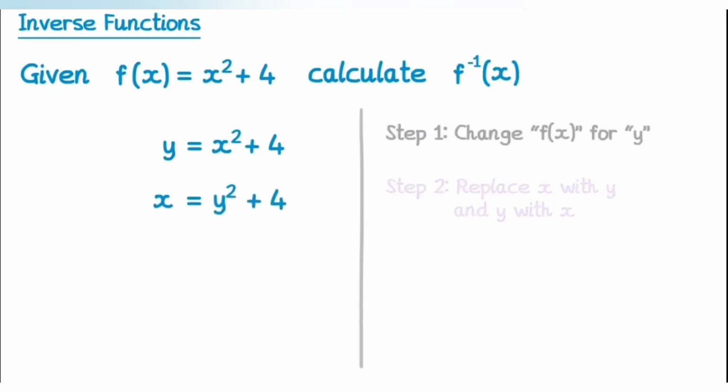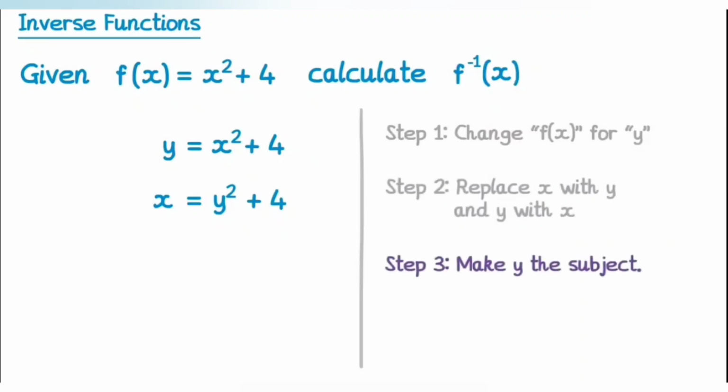Now we move on to step 3. Let's rearrange to make y the subject. So let's subtract 4 from both sides. If you do this on the right-hand side, that'll cancel the 4 to leave you with y squared. And on the left-hand side, if you do x take away 4, that's just x take away 4.